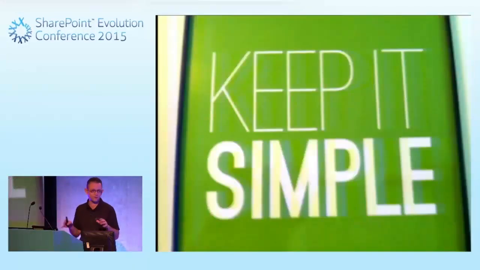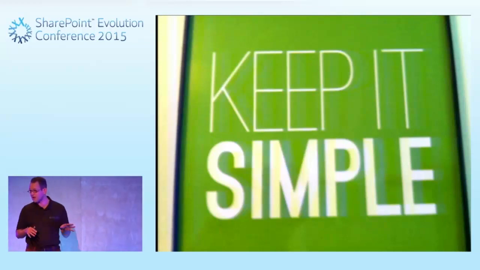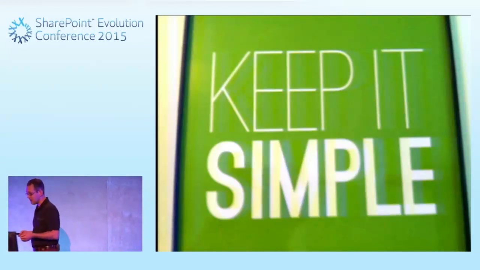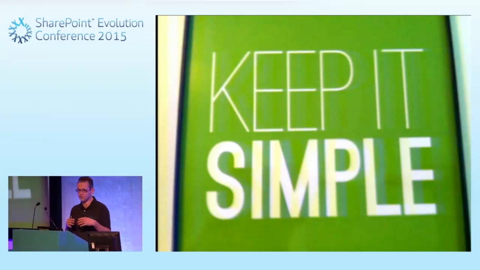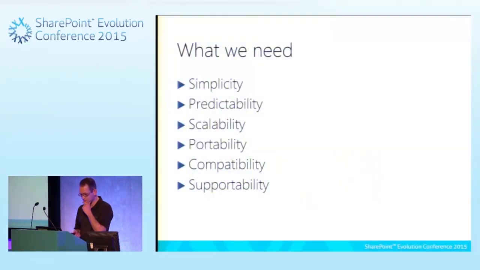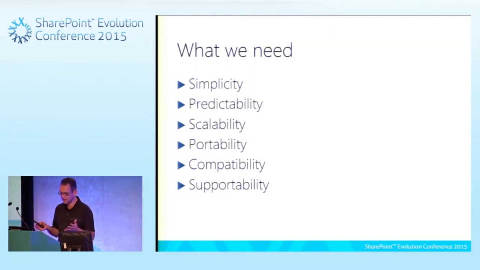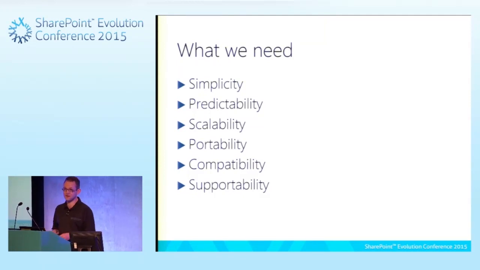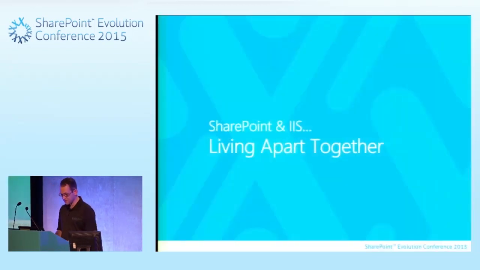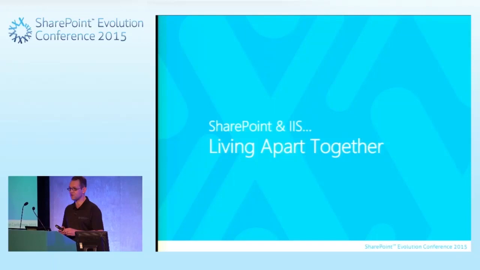Okay, so the main mantra for this presentation should be keep it simple. And that is what we are going to try to do today, coming up with an architecture, a kind of blueprint on how you can make your next SharePoint farm simpler and more easy to manage. So these are the usual buzzwords that we need. Simplicity, that's the main one, I guess. Predictability, scalability, portability even, compatibility and supportability. Those are the goals that we have to adhere to. Okay, about SharePoint and IIS. That's a very interesting relationship, right?